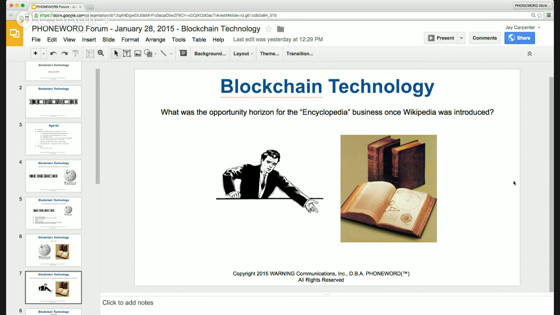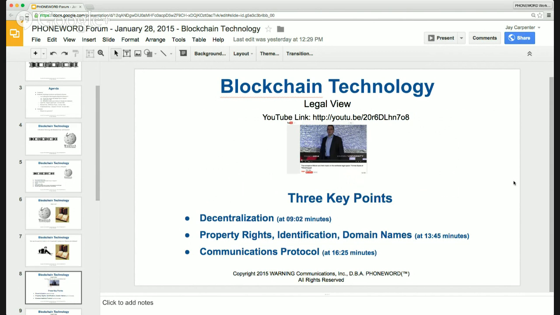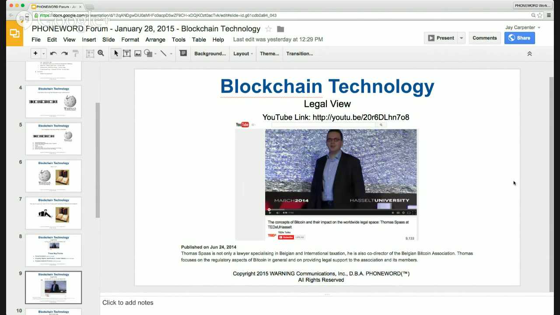So to go to the next slide, which is slide 8, I've selected 3 TED Talks that talk about blockchain technology from 3 different views. The first TED Talk that I selected was from a Belgian tax attorney, and to a large degree he's talking about blockchain technology in the context of Bitcoin, but he's talking about that from a legal standpoint. Now, he's in this YouTube video, and I'm going to skip ahead one so you can see the actual video. Thomas Spass, I believe it is.